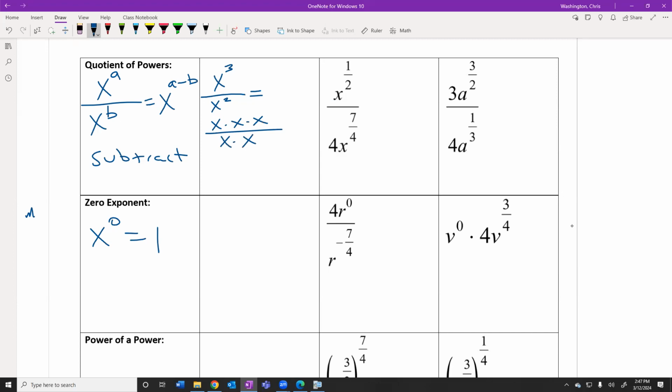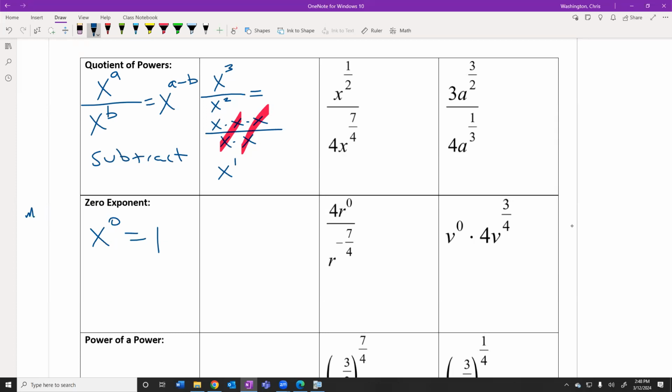And what can we do with some of those x's? We can cancel them out. X over x is 1, so we can cancel that out. X over x is 1, we can cancel that out. How many x's are left over? There's 1 left over. It's on the top. So this is equal to x to the first.